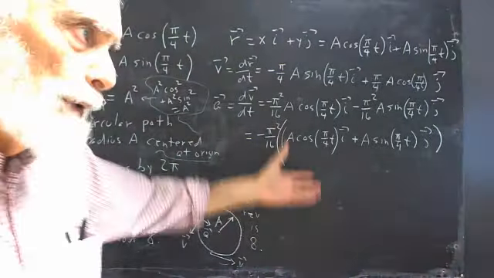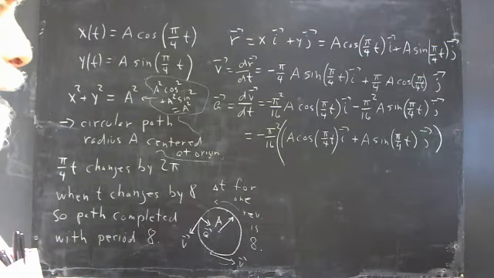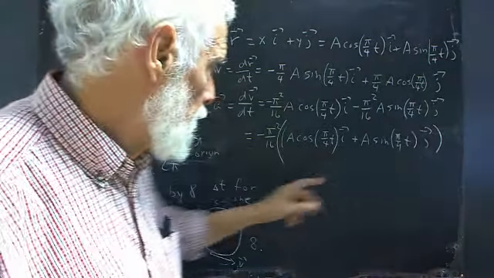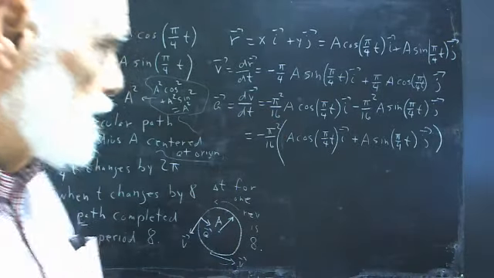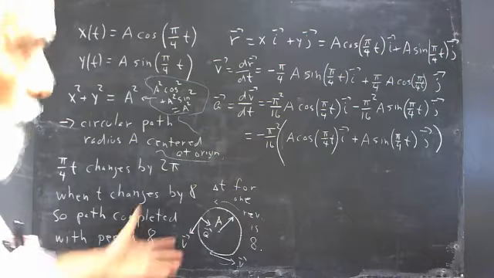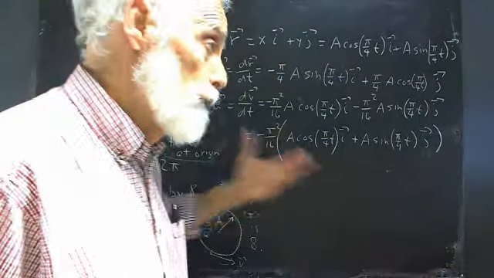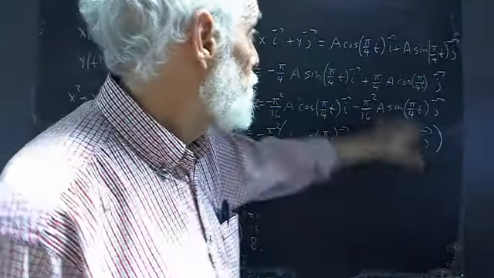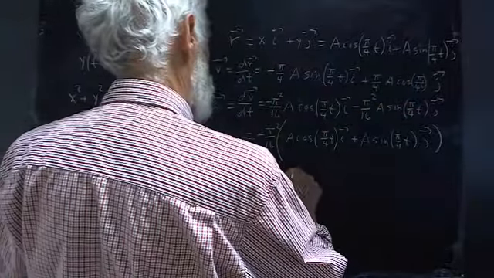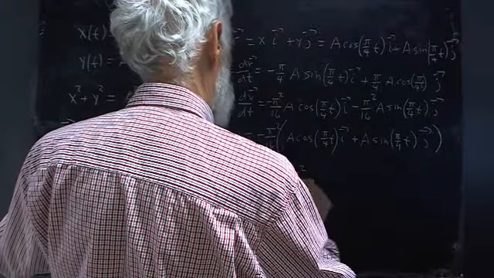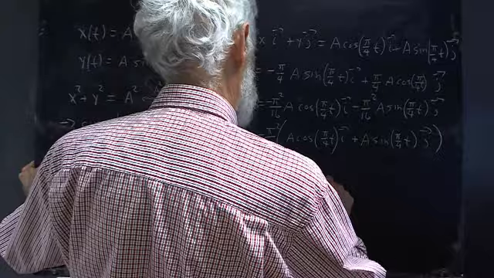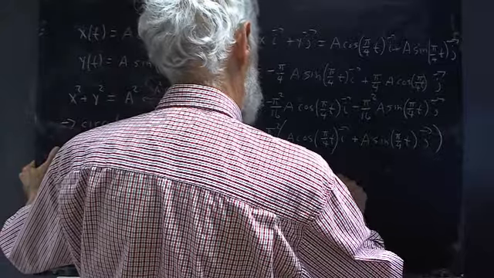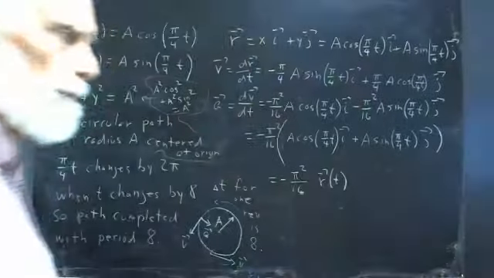Now look at this. Pause the video for a second and see if you see anything like this anywhere else. And I guess I got carried away with parentheses there. Okay, if you haven't seen it, look again. This is the same as this. So this is negative pi squared over 16 times r of t.